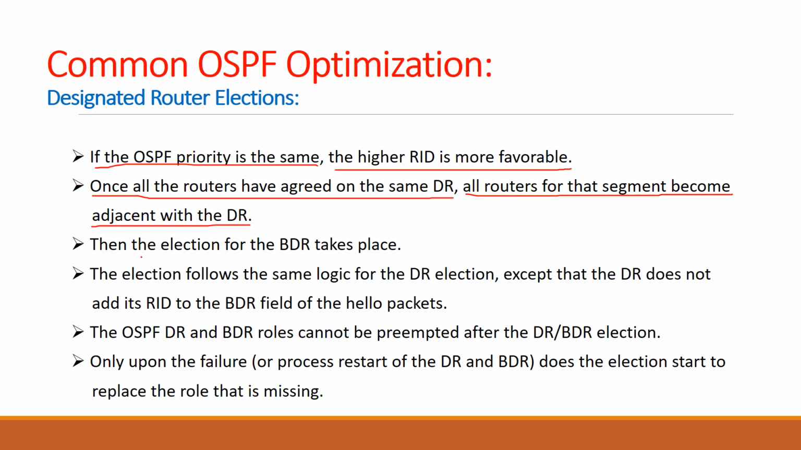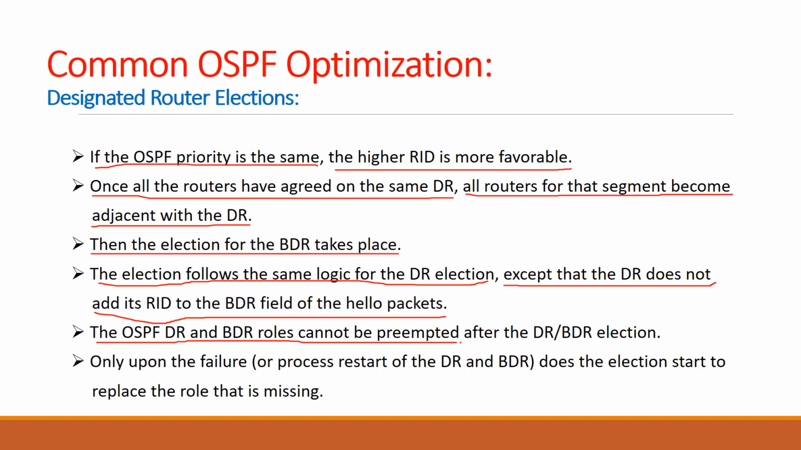As we mentioned earlier, then the election for the BDR takes place. The election follows the same logic as the DR election, except that the DR does not add its router ID to the BDR field of the hello packets. The OSPF DR and BDR rules cannot be preempted. What this means is, if you change the priority, for example, for a specific interface, the DR will still be the DR and the BDR will still be the BDR until you restart the OSPF process.